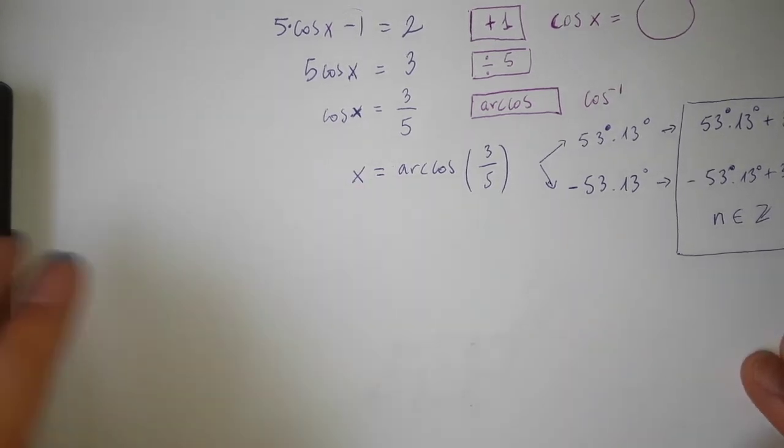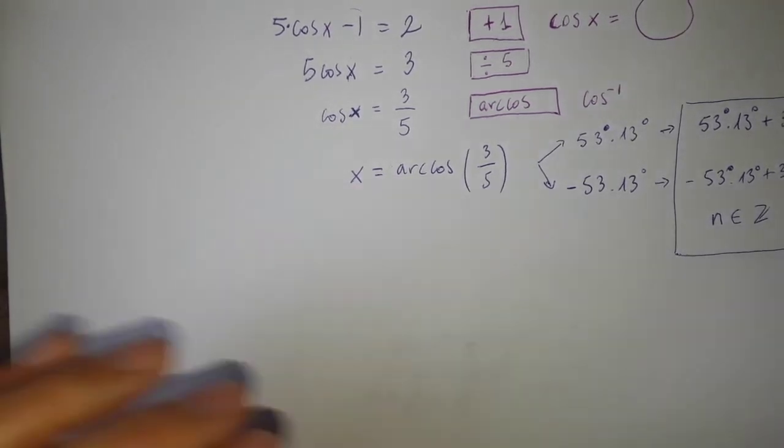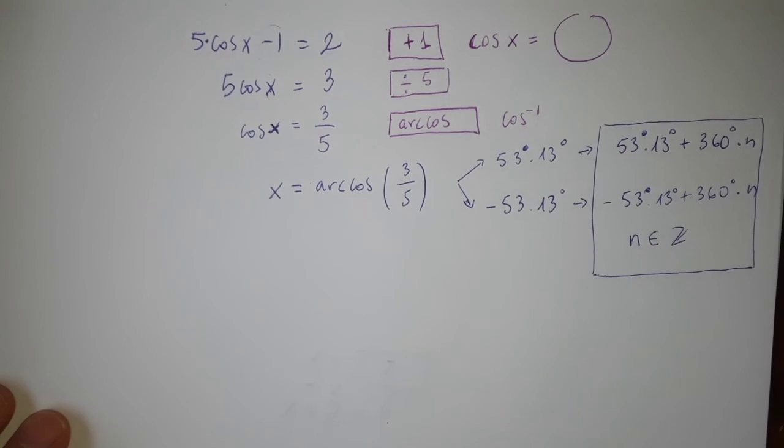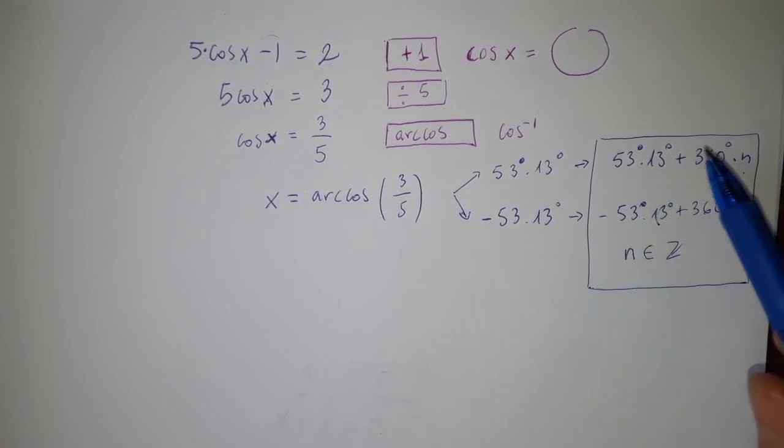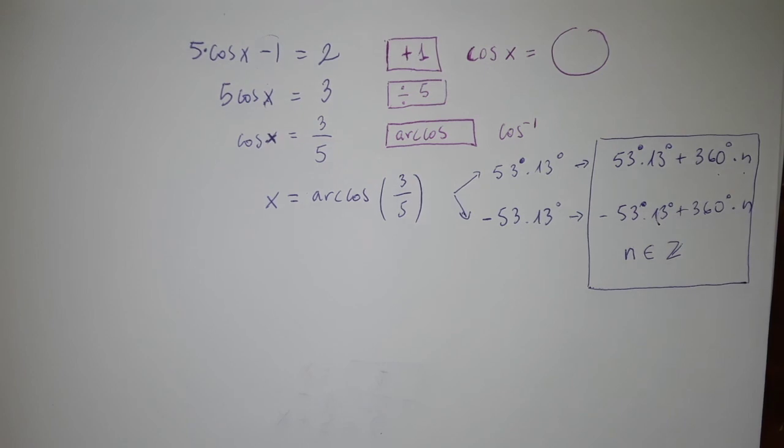I'm sorry, I should have cut this. Now you see it, right? Again, 53.13 plus 360 times n, where n belongs to the integers. These are all the solutions. So we have infinite solutions for this problem. In the next video, we're going to do the same thing, but we're going to use radians instead.